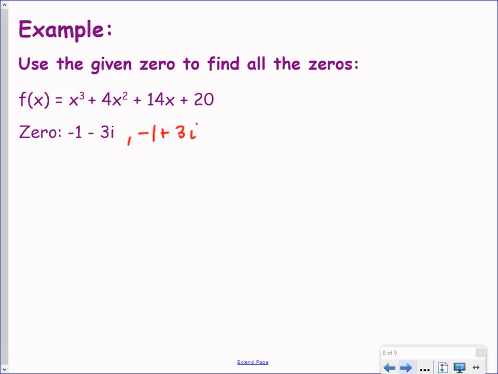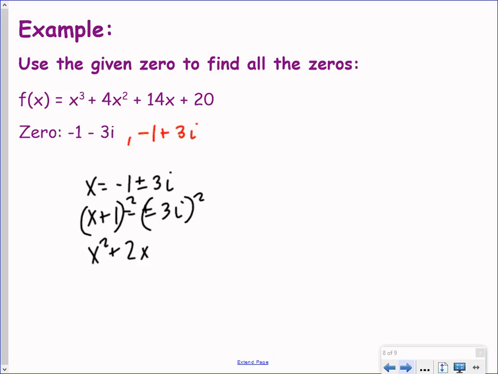If you know those two imaginary solutions, then you can find the quadratic factor. What we just did. Okay, so let's set x equal to -1 plus or minus 3i. What are you going to do to make that into a quadratic factor? Add 1. x plus 1 equals plus or minus 3i. Square to get rid of that plus or minus. x plus 1 squared is x squared plus 2x plus 1.